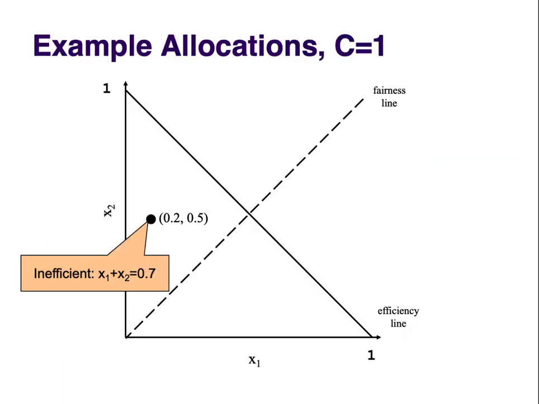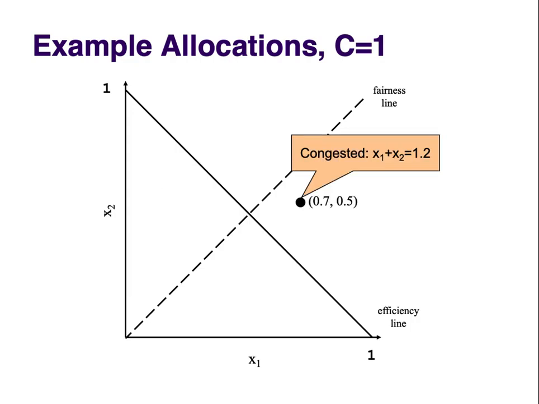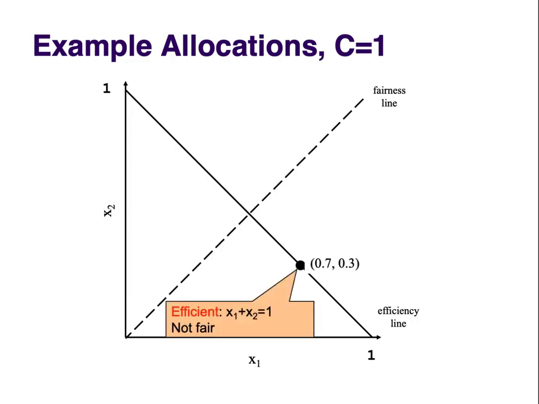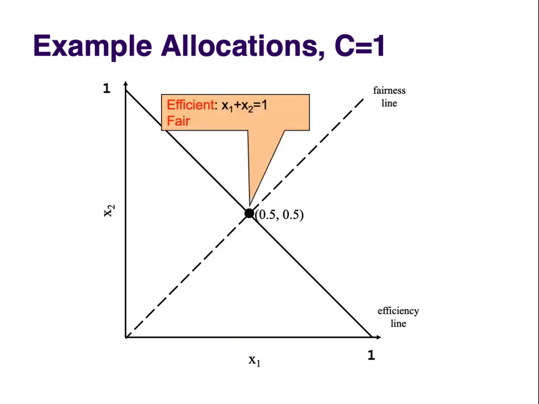So let's look at a few example allocations. If I said we had an allocation of x1 and x2 is 0.2 and 0.5, we are underutilized, right? This is inefficient use of the network. If we had x1 plus x2 is 1.2, we are congested. We're overloading the network. If we were at this point here with 0.7 and 0.3, we're actually perfectly efficient, but we're not fair, right? Because they don't have an equal share. And so really, the only place where you get both, again, is when x1 and x2 are both 0.5. So that's going to be our goal.